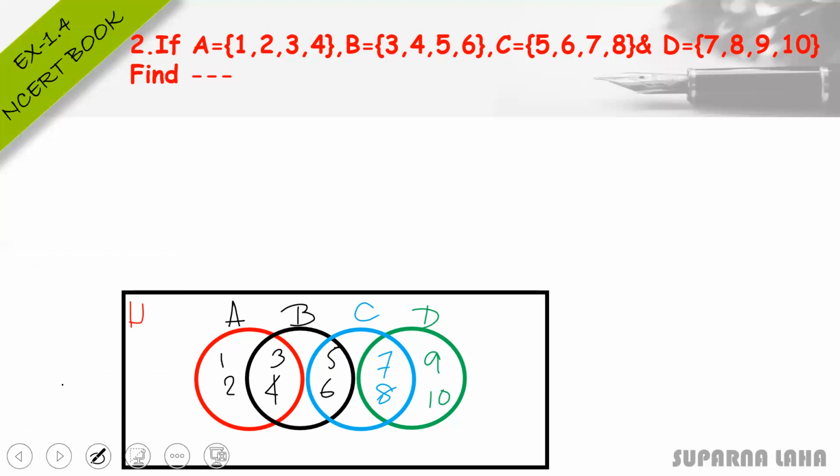So these are the other sets and their common elements. Common elements of A and B are 3 and 4. Common elements of C and B are 5, 6. And common elements of D and C are 7, 8. You can check from the Venn diagram also. You can check from the set representation also. Okay. Now you need to find firstly A union B.